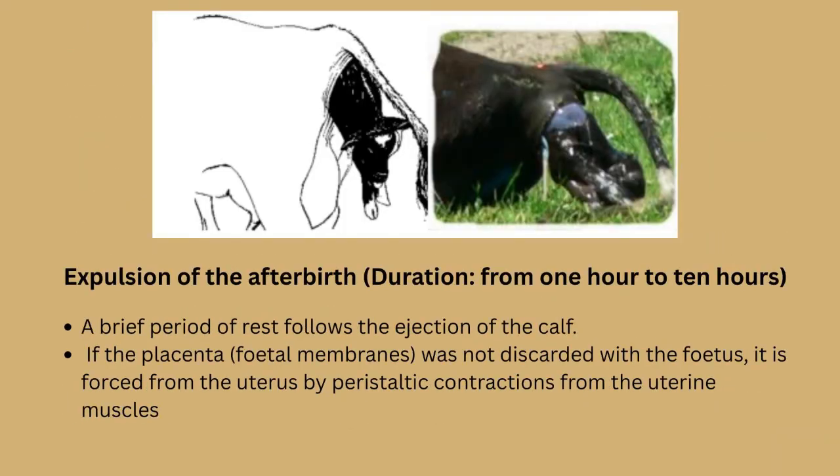Expulsion of the afterbirth, duration, from 1 hour to 10 hours. A brief period of rest follows the ejection of the calf. If the placenta, fetal membranes, was not discarded with the fetus, it is forced from the uterus by peristaltic contractions from the uterine muscles.